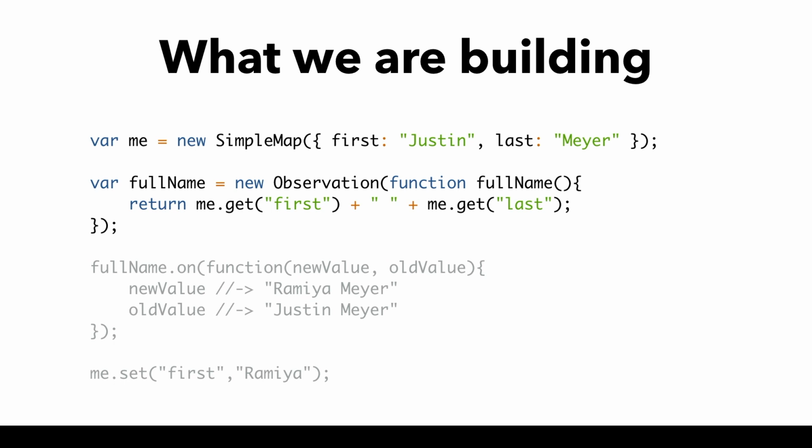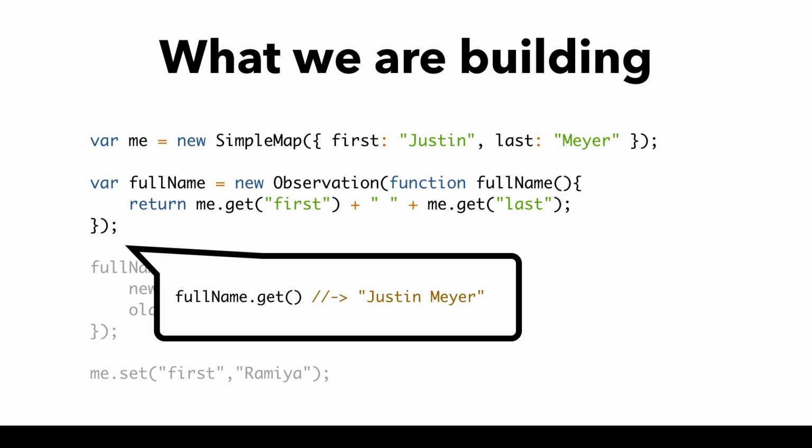Observation is used to build computed values from other observables. We can build a full name observable from the me first and last properties. If we read full name, we will get back what is returned by the function passed to new Observation. Now, full name might look like a normal function, but its real power is that it's observable.